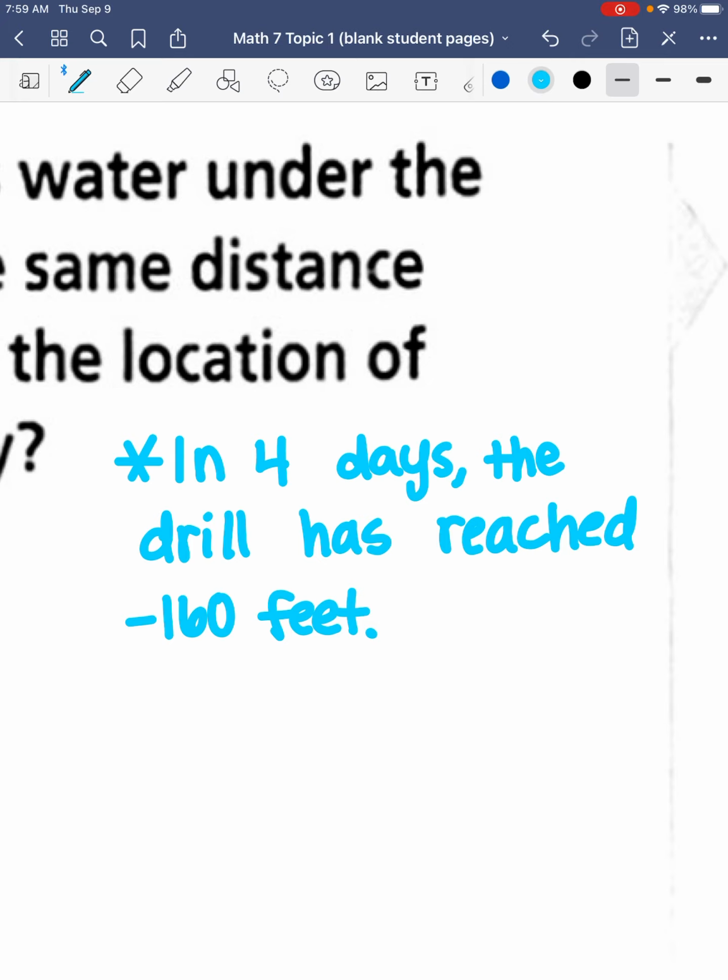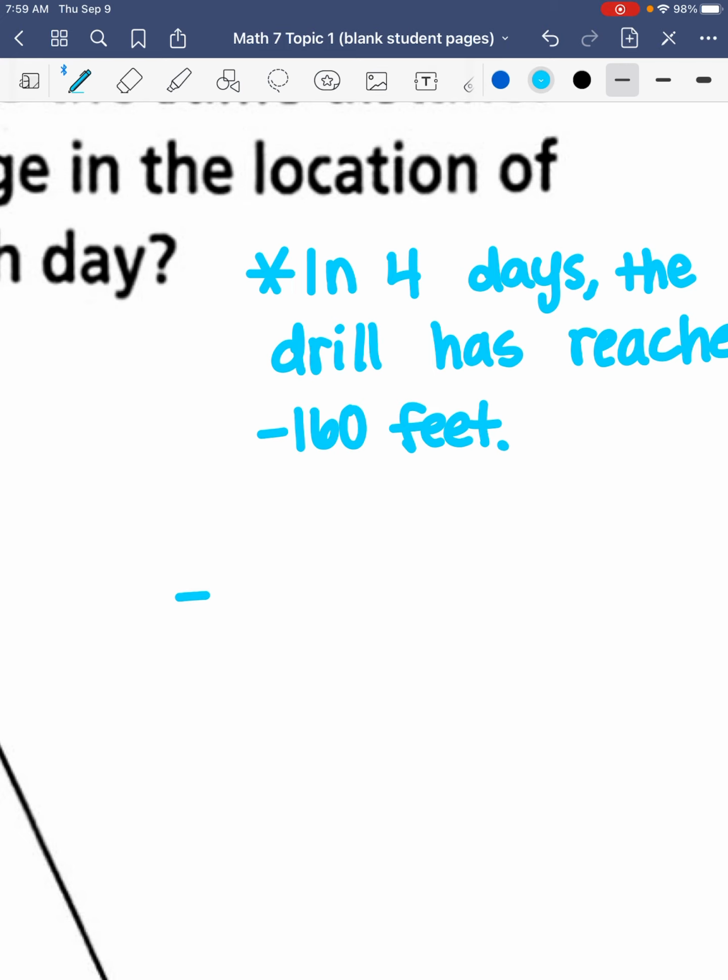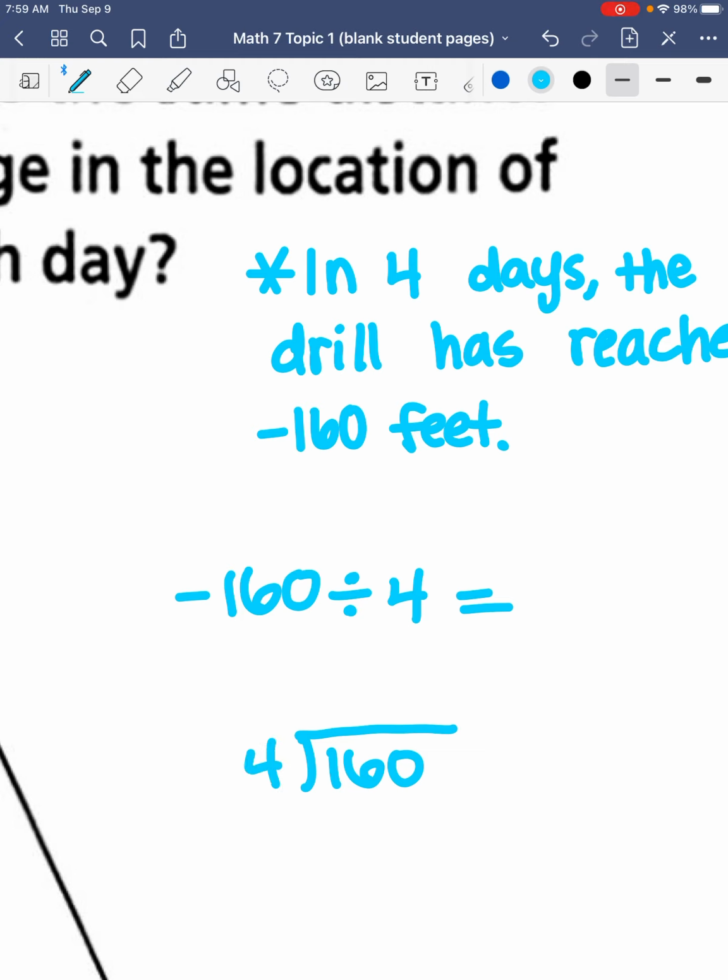So I'm going to take the final distance, which is negative 160, and I'm going to divide that by the number of days it took them to get there, which was 4 days. So I need to figure out what negative 160 divided by 4 is. Well, that's a little bit bigger number, so I'm going to show my work. I'll put 160 inside and 4 on the outside. Now, can 4 go into 1? Nope, it can't, but it can go into 16.